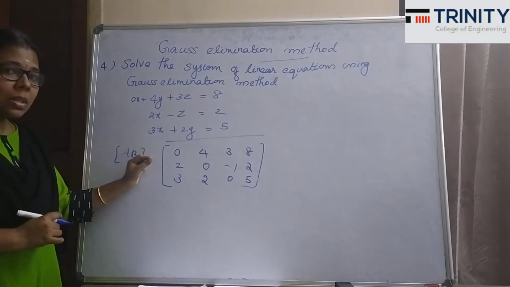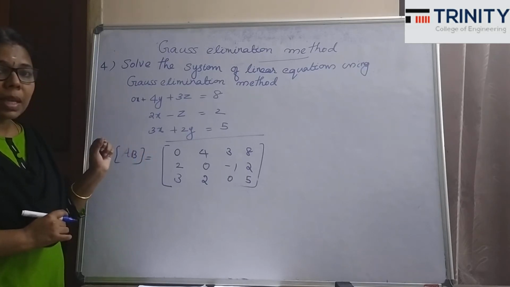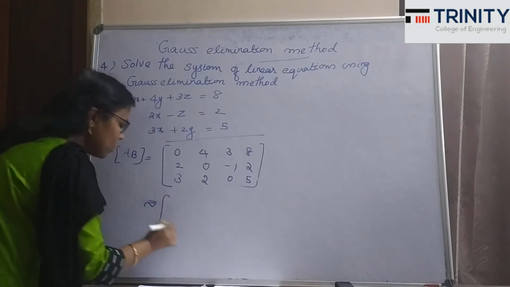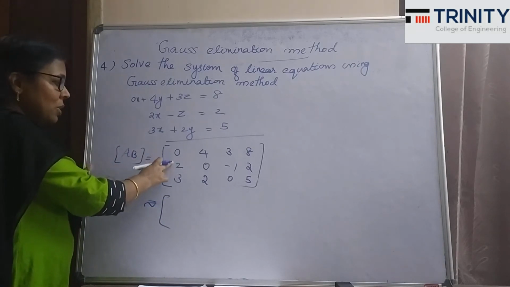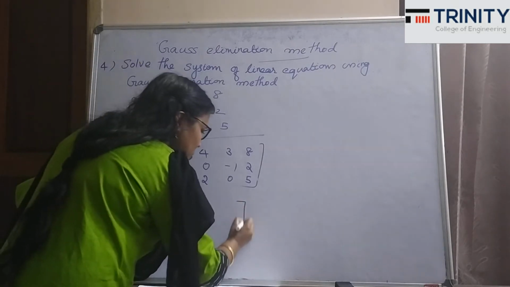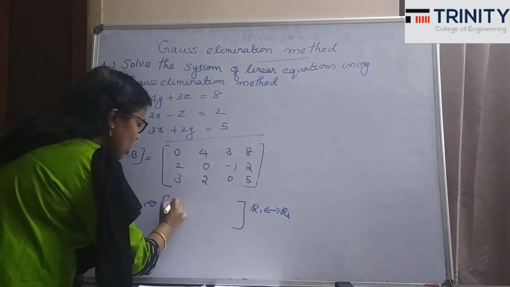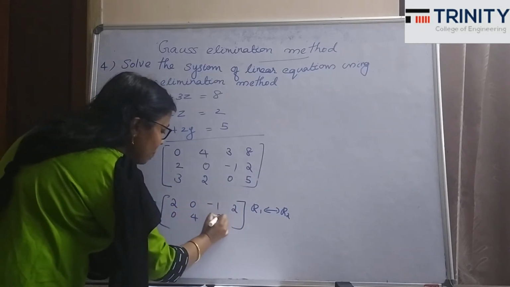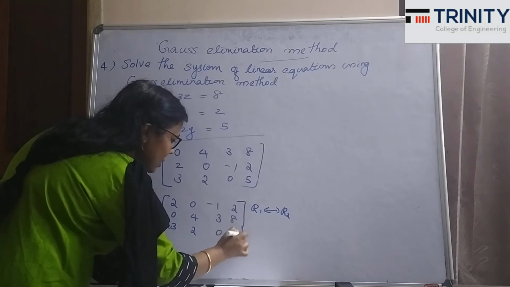Now we have to reduce this augmented matrix into row reduced echelon form by using some elementary row operations. Here the first element of the first row is 0, so we have to change this by interchanging R1 and R2. That is 2, 0, minus 1, 2 as first row, then 0, 4, 3, 8 as second row, then 3, 2, 0, 5 as third row.